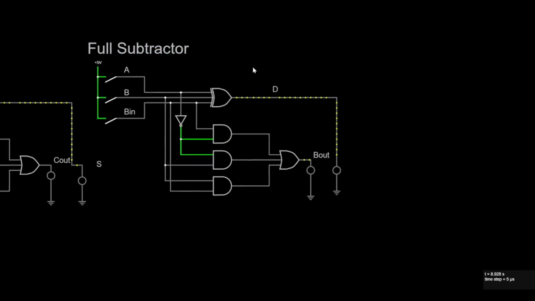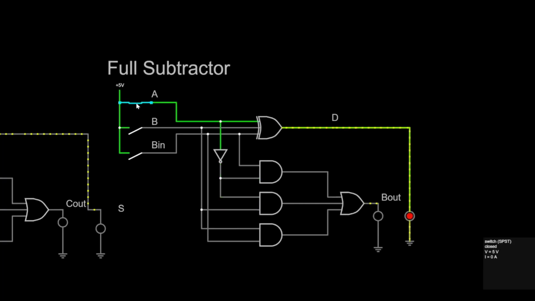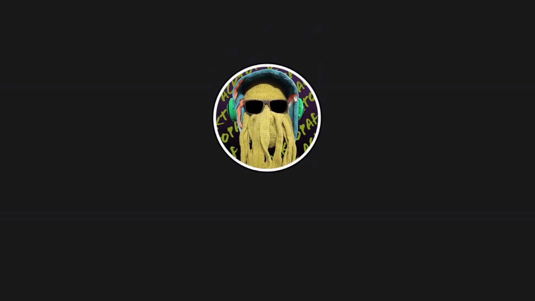As you can see, this is the full subtractor's truth table. Very interesting stuff. Let's say we have 1 here and 1 here. Well, that's 1 minus 1, so that gives us 0. Well, let's say we have 0 minus 1. What do we get? We get a rollover. That's how that works.